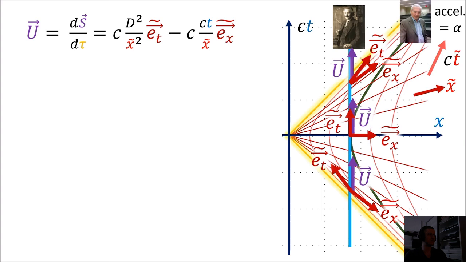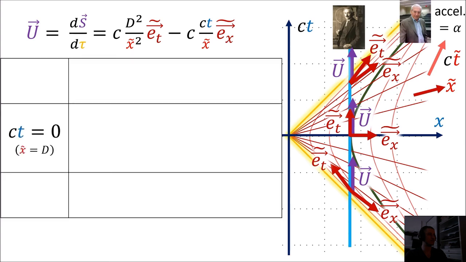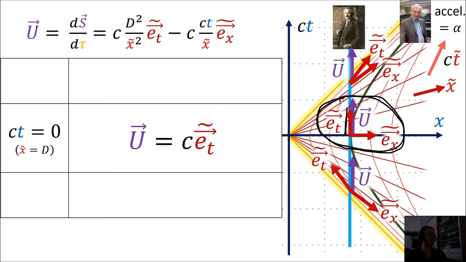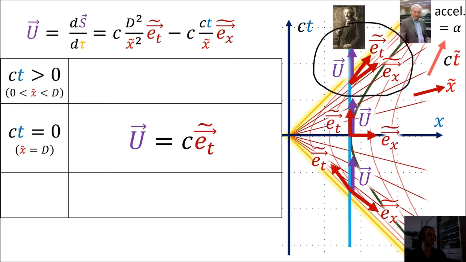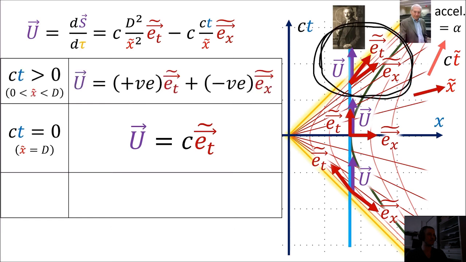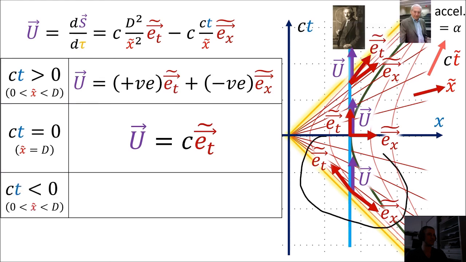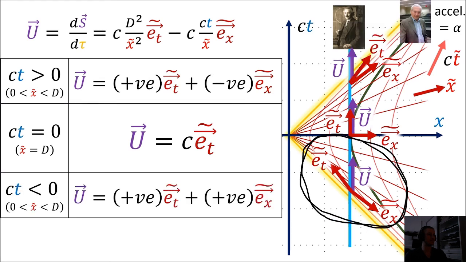So we have Einstein's four-velocity vector components written in Rindler's basis, and we can confirm that they make sense based on our spacetime diagram drawing. When ct equals 0, Einstein is on the x tilde axis, at a position of x tilde equals d. This means that at ct equals 0, Einstein's four-velocity vector points completely along the et tilde direction, which is completely vertical and matches our spacetime diagram. For ct greater than 0, the time component is positive and the x component is negative, which matches our picture. And for ct less than 0, both the time and the x components are positive, which also matches our picture.